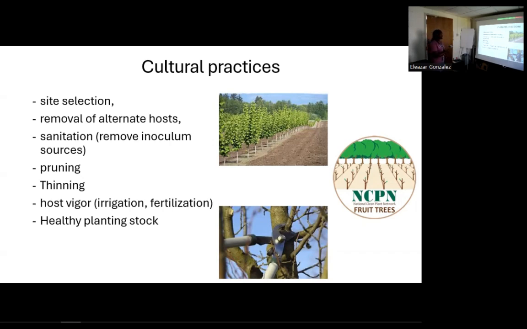The first one would be to select a good site for your orchard, a site that's well drained, that'll prevent water accumulation, because we know that the pathogens love water. And so we want something that will also encourage good airflow. Here's a picture just to show good plant spacing and aeration, air passing in between the plants.